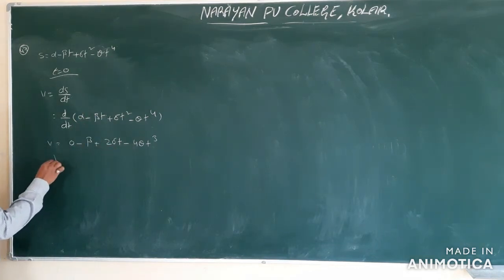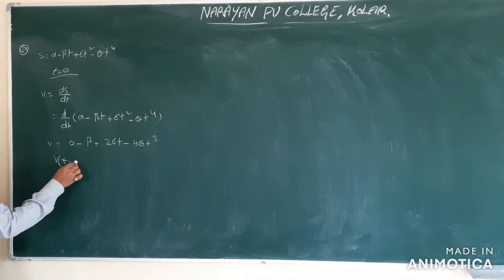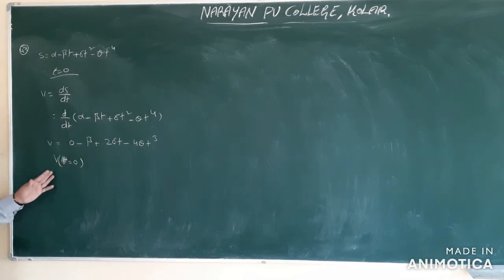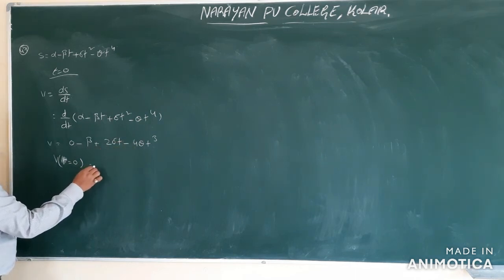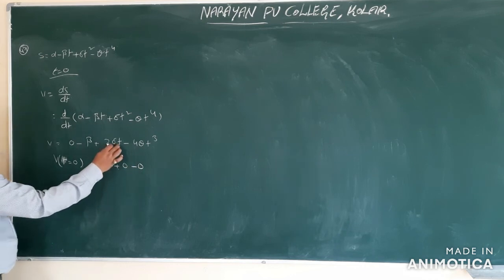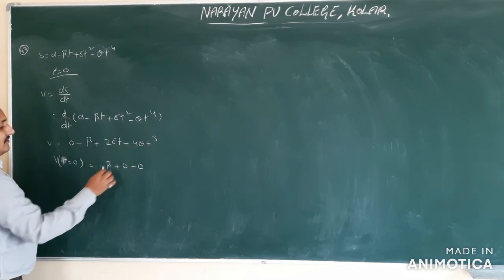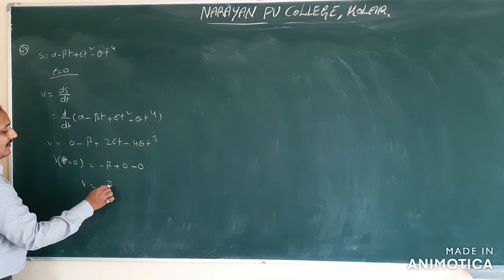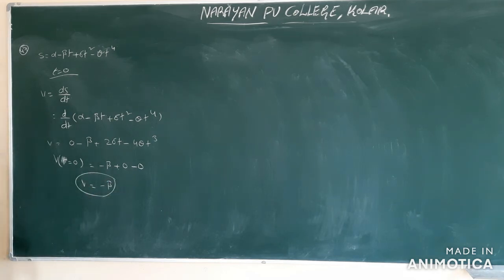So V at t is equal to 0 gives initial velocity. Therefore, you can substitute t value 0. Then what did we get? Minus beta plus 0 minus 0, because t into this one is 0, and 0 into this one. Therefore, the initial velocity is equal to minus beta. With minus beta you will have two options, that is second and fourth.